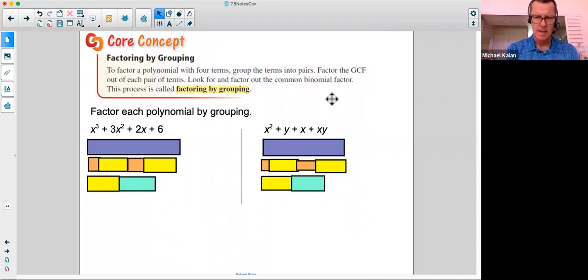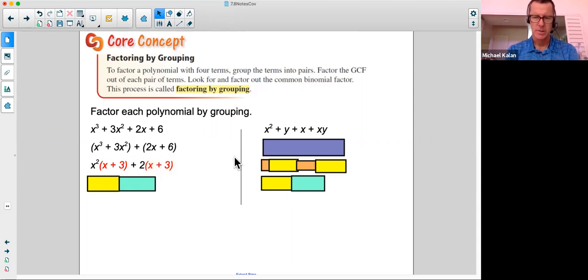Maybe what I can do with this one is group the first two terms together and the last terms together. If I factor a GCF of x squared out of that first parentheses, what do I have left inside? X plus 3. And can I factor something out of the second pair? What's my GCF there? Positive 2, right? What's left inside? X plus 3.